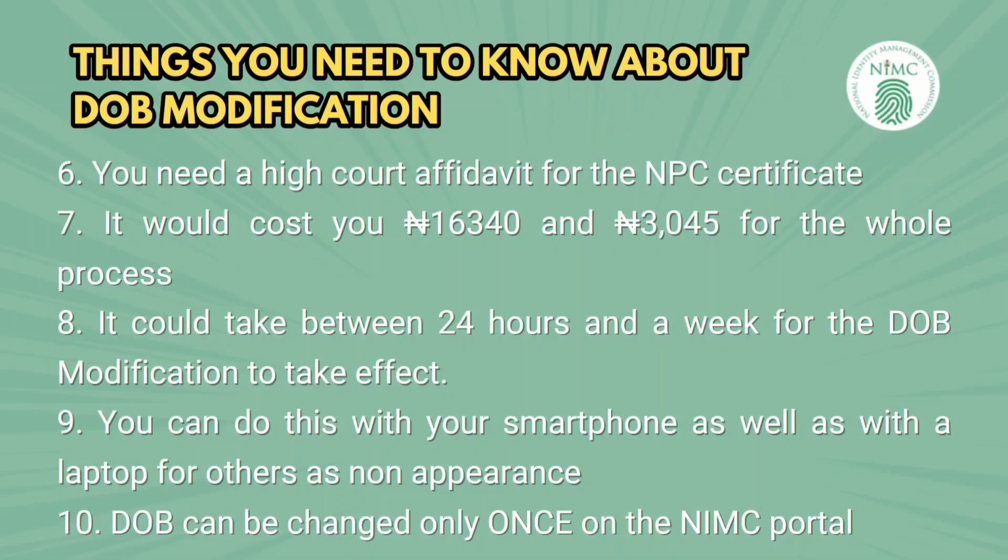Number 9, you can do this with your smartphone. So let's say you want to do DOB modification. You can use your smartphone to do this for yourself. You can even use a smartphone to do it on behalf of someone, maybe your sibling, maybe your child, or your child that is an adult in this case, or for someone else. You can as well use your laptop, without having to see the person face to face, to make this change.